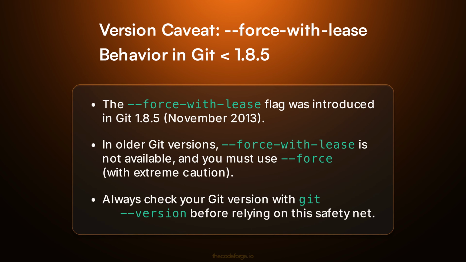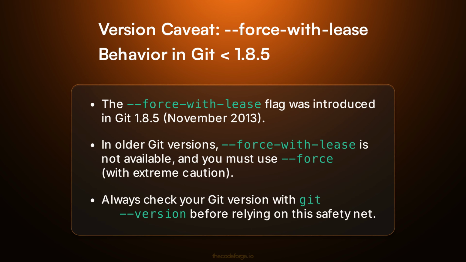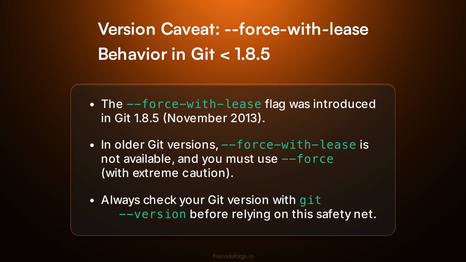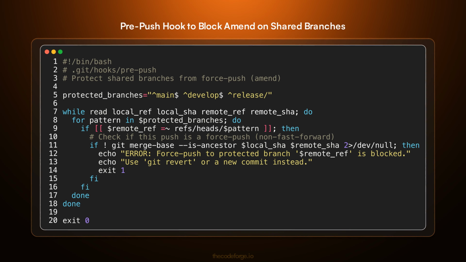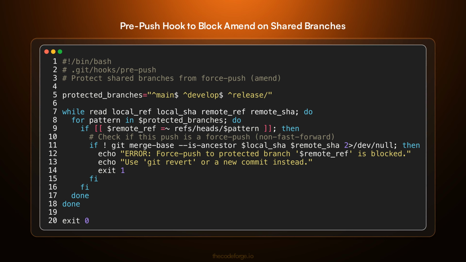The force-with-lease flag was introduced in Git 1.8.5, November 2013. In older Git versions, force-with-lease is not available, and you must use force with extreme caution. Always check your Git version with git --version before relying on the safety net. To prevent accidental amends on shared branches, add a pre-push hook that checks if the branch is protected, e.g., main, develop. This hook rejects any push that rewrites history on those branches.